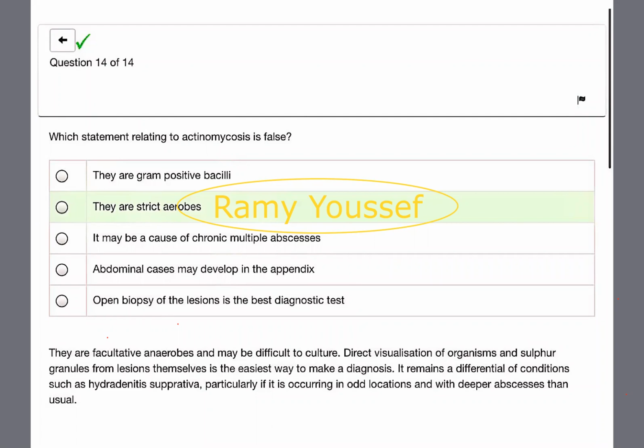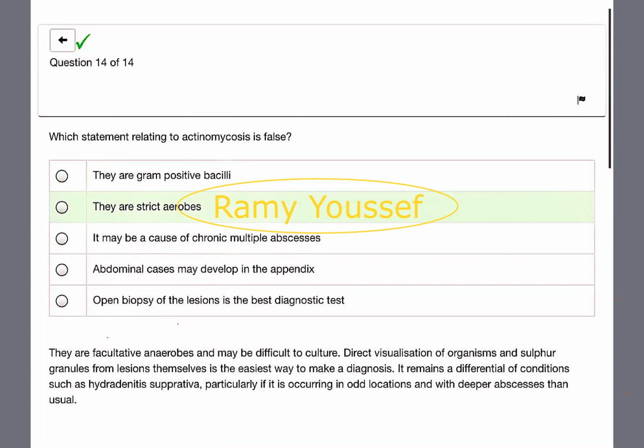Okay, can you remember what is the feature of the pus coming from actinomycosis? Sulfur granules. Okay, you have three types of abscess you have to differentiate: yellowish, which is common with Staph aureus; greenish, which is common with Pseudomonas; and sulfur granules, which is common with actinomycosis.